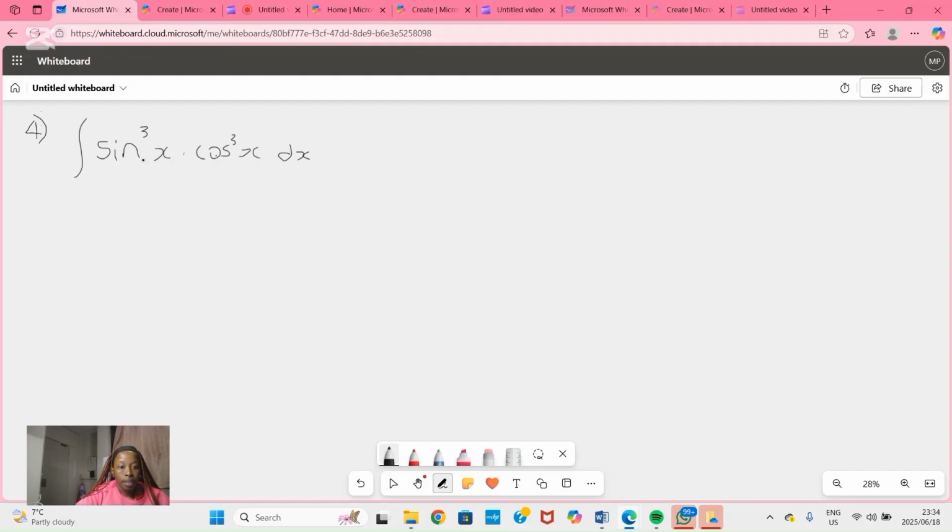First thing that we have to do, we're going to expand this. We'll have sine times, so this changes into cos squared x times cos.